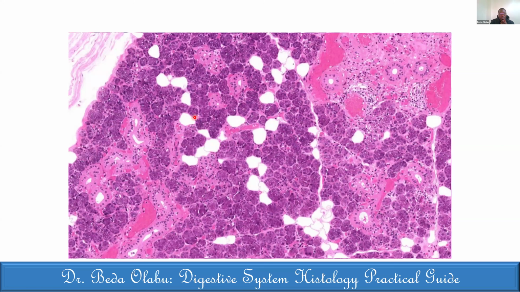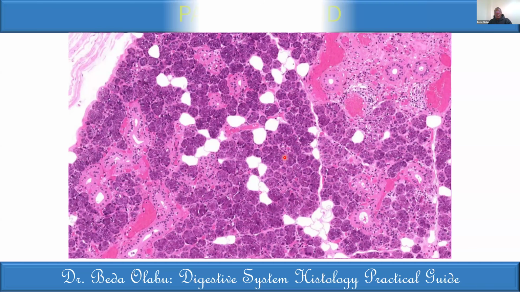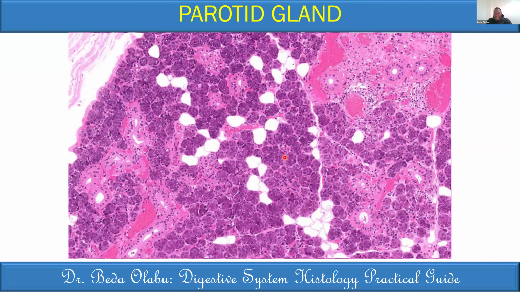And you can confirm the findings I've already mentioned to you. We have intralobular ducts and extralobular ducts. We have predominantly serous acini with scattered adipocytes. So this is the parotid salivary gland.